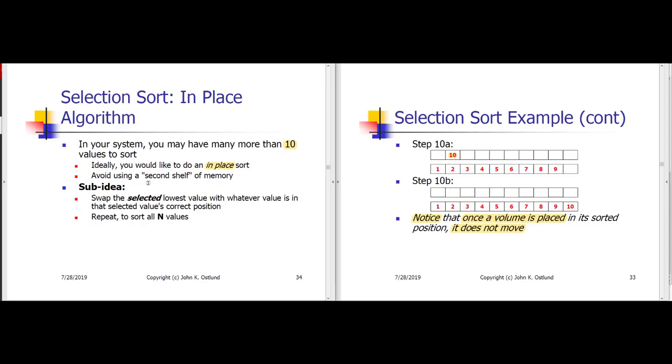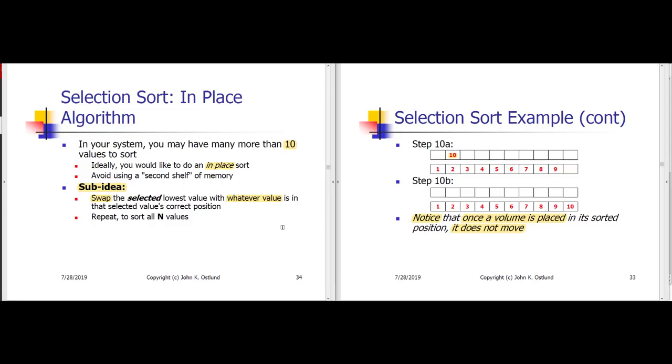So our main idea was to select the lowest remaining volume and put that in the correct position. In order to avoid using two shelves, we're going to have this sub-idea here, which is to swap the selected lowest value that we found with whatever value is currently occupying the correct position for that selected value.